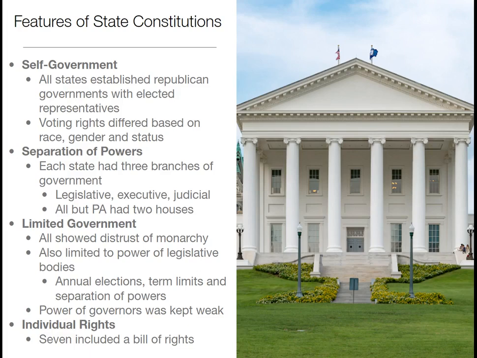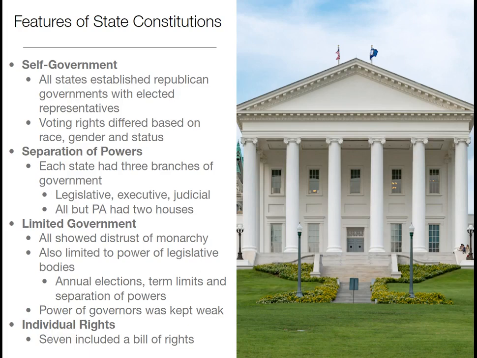So, features of these state constitutions: we see elements of self-government. All states established republican governments with elected representatives. Voting rights differed based on race, gender, and status. We also see a separation of powers. Each state had 3 branches of government: legislative, executive, and judicial. All but Pennsylvania had 2 different houses.